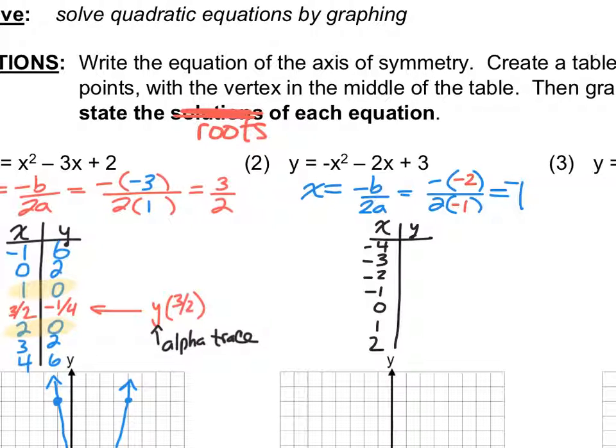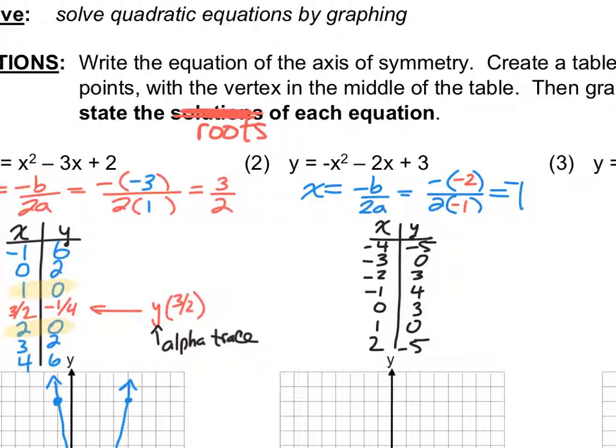Alpha trace y1, type in the negative 4. Then do it again, alpha trace y1, type in the negative 3, and then keep going. Or you can go into the table, it doesn't matter. So just practice it in some way. It's really up to you. But if you center your table around your axis of symmetry, you can never go wrong. All right? So negative 5, 0, 3, 4, and then back the other way.